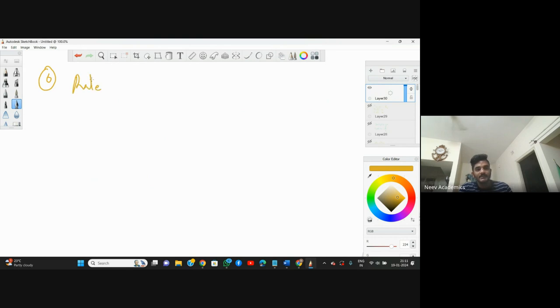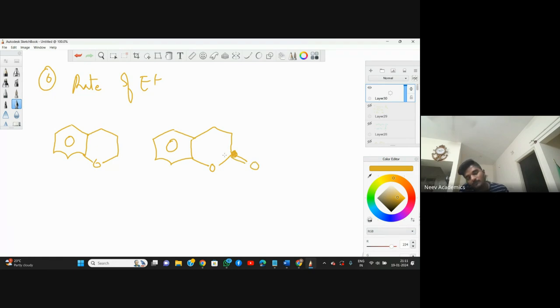Question number 6. You have to predict the rate of electrophilic substitution. This is also a previous year question. The first structure is given like this, with oxygen. This is carbon, the double bond. The third one is benzene with the double bond oxygen. Rate of electrophilic substitution: A, B, C.